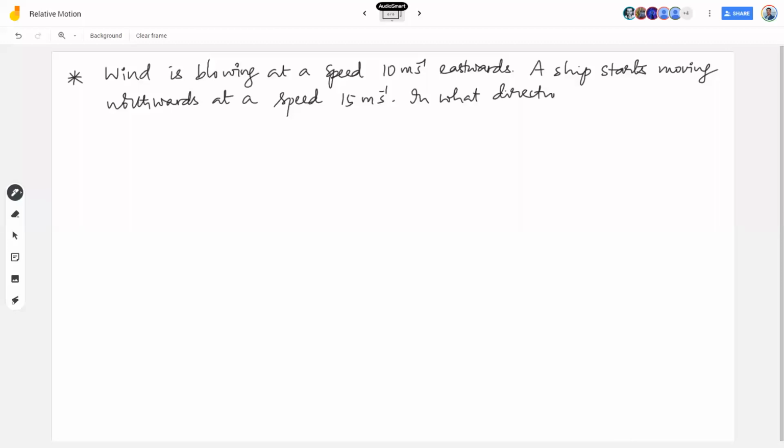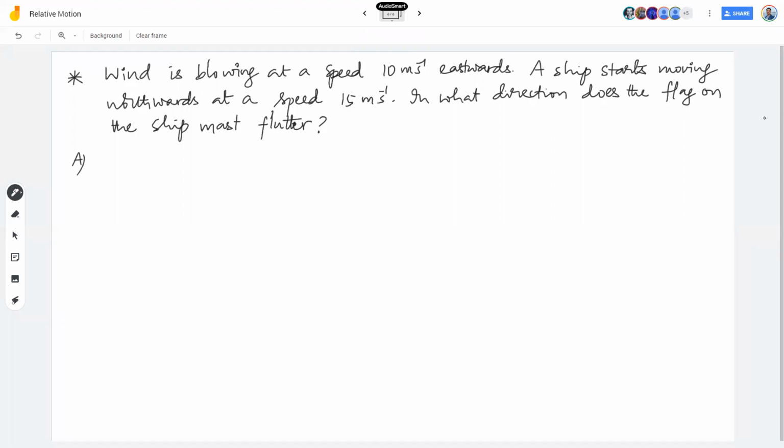In what direction does the flag on the ship mast flutter? I think that is a question. Please check, this might be in the NCERT textbook. Wind is blowing at a speed 10 meters per second eastwards. A ship starts moving northwards at a speed 15 meters per second. In what direction does the flag on the ship mast, that is the pole, flutter? That's the question. Now remember it.